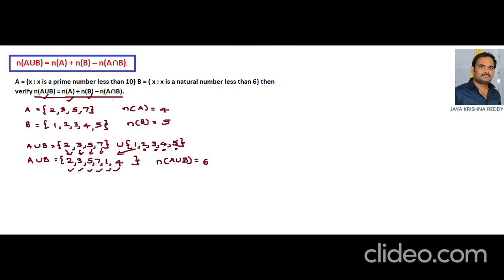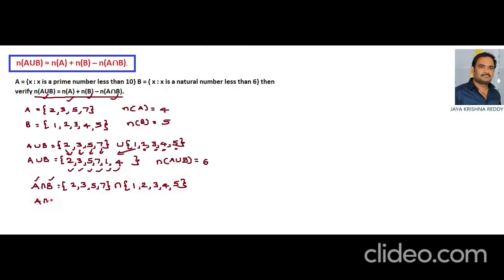Next we have to find n of A intersection B. For that, first we need to find A intersection B. A intersection B means first write the elements of A, 2, 3, 5, 7, and intersection with the elements of set B, that is 1, 2, 3, 4, 5.